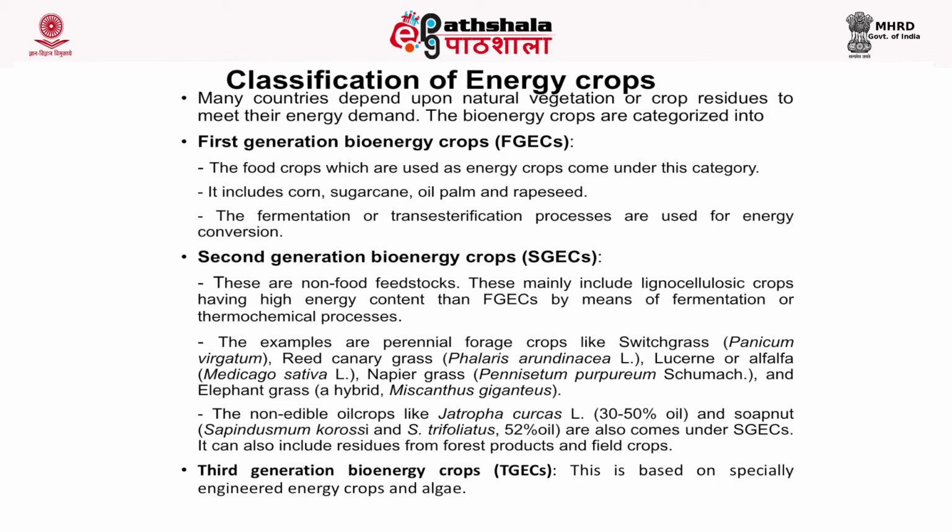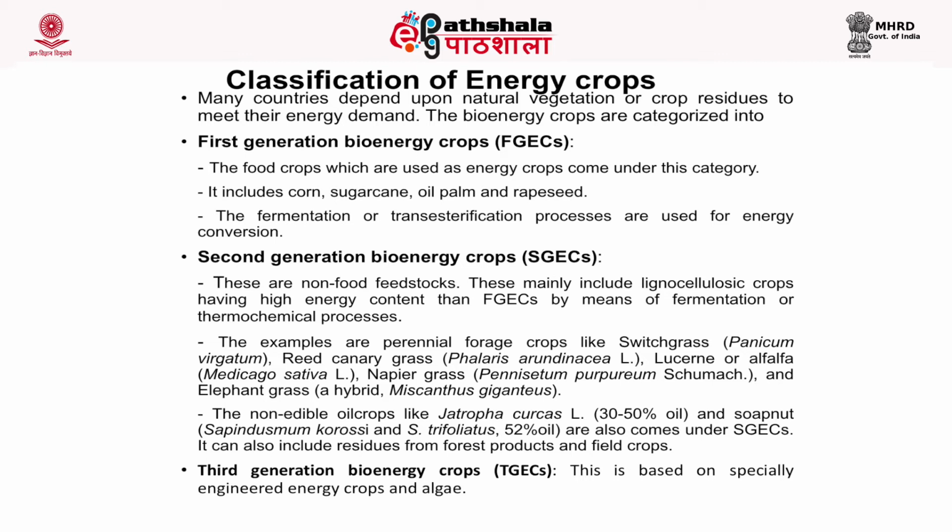The non-edible oil crops like Jatropha curcas, which contains 30 to 50% oil, and soapnut, Sapindus species, which contains around 52% oil, Sapindus mukorossi and trifoliatus, also come under this second generation bioenergy crop. It also includes the residues from forest products and field crops. So the second generation bioenergy crops mainly consist of non-food feedstocks.